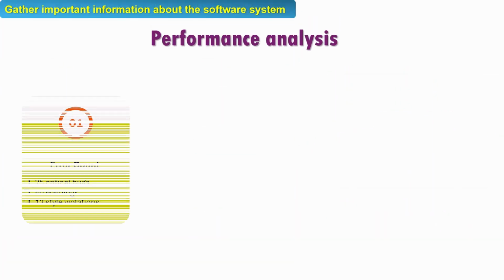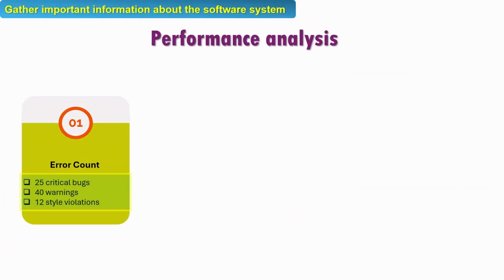Now let's see some common metrics. Static code analysis tools often generate quantitative metrics. These metrics provide measurable data about the software quality and help the organizations to evaluate the project health objectively. Number one is error count. This is one simple metric, that is error count. This represents the total number of detected warnings, bugs, or violations within the code base. For example, if a project report shows 25 critical bugs, 40 warnings, 12 style violations, the development team immediately understands the current quality status of the project.